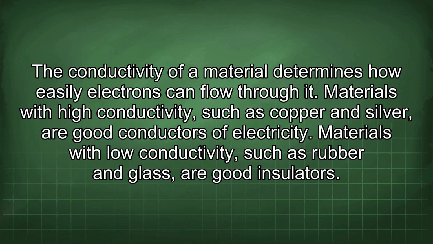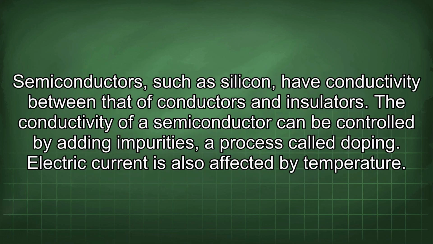The conductivity of a material determines how easily electrons can flow through it. Materials with high conductivity, such as copper and silver, are good conductors of electricity. Materials with low conductivity, such as rubber and glass, are good insulators. Semiconductors, such as silicon, have conductivity between that of conductors and insulators. The conductivity of a semiconductor can be controlled by adding impurities, a process called doping.